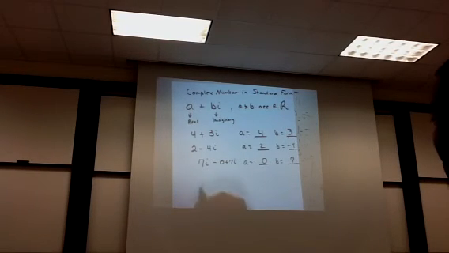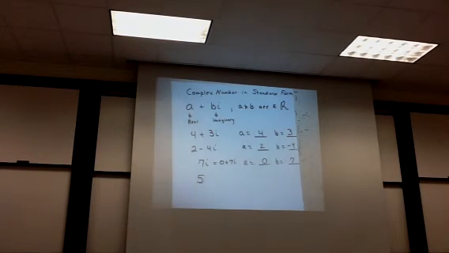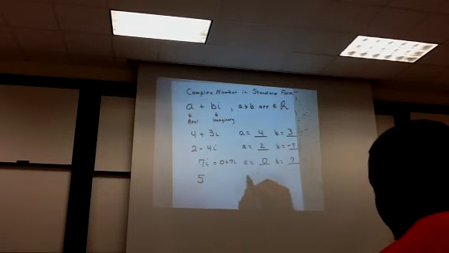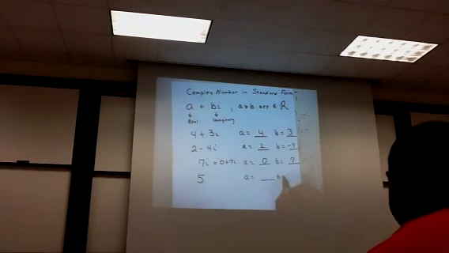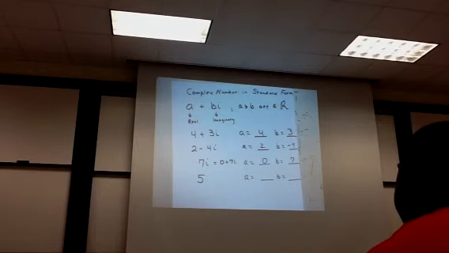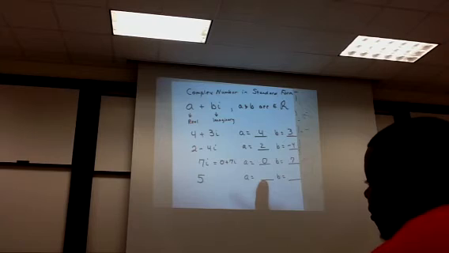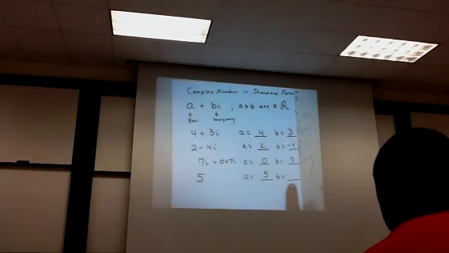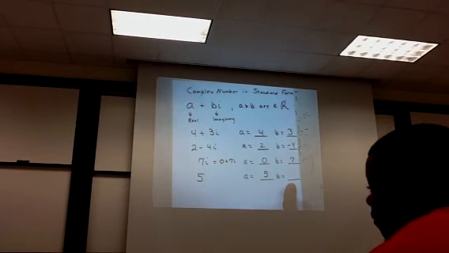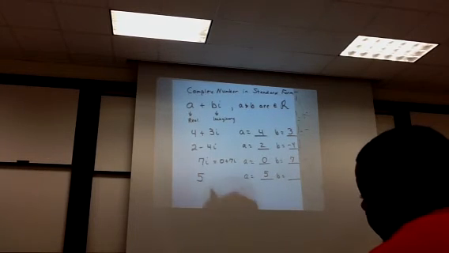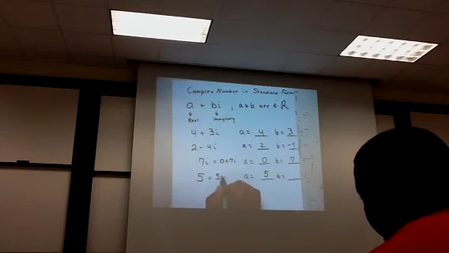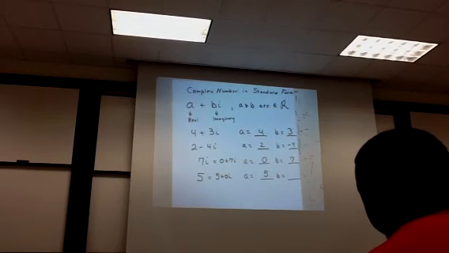Hey, check this guy out. Is that a complex number in standard form? If it is, you can tell me what a and b are. What would a be? 5. Anybody got a suggestion for b? 0. So 5 is the same as 5 plus 0i, which would mean b is, in fact, 0.